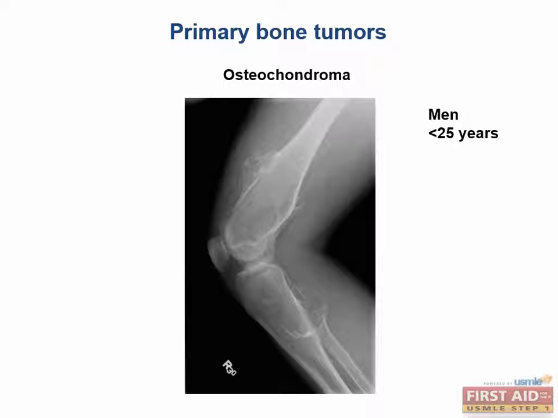It commonly happens in the metaphysis of bones. It grows out of the bone and presents as an exostosis. This type of tumor can malignantly transform into a chondrosarcoma, but that's pretty rare.